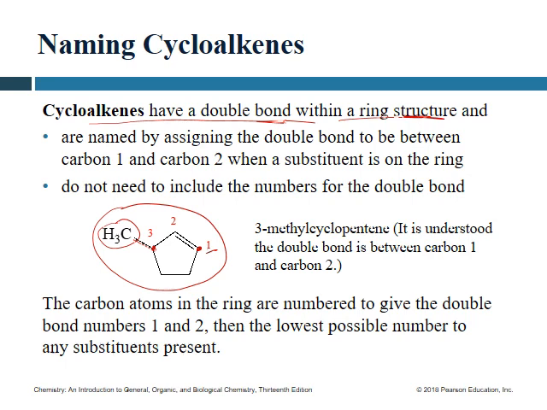So the name will be 3-methyl. On the third carbon you have a methyl group attached, and then this is cyclopent, 5 carbons, and because this is an alkene, cyclopentene. We are not specifying the number 1, the location of the double bond. Why? Because if we don't specify, we are assuming the double bond is between carbon 1 and 2, that means it is on 1, right?